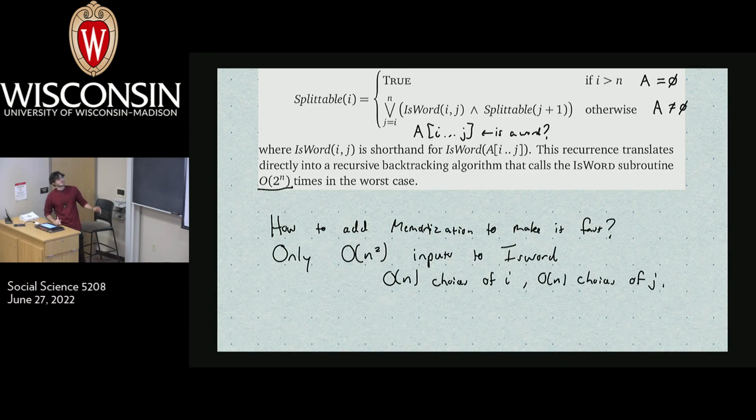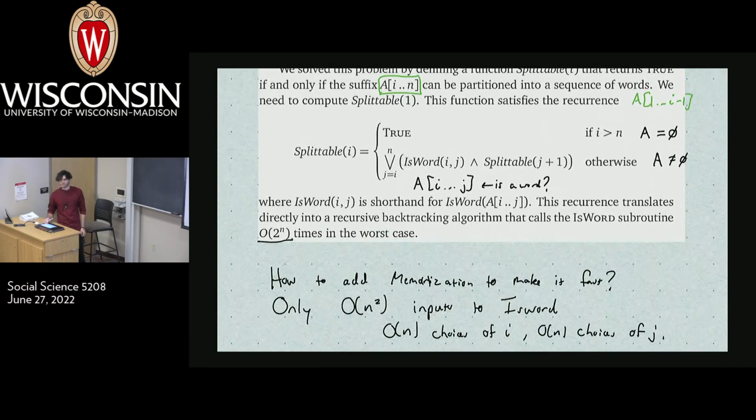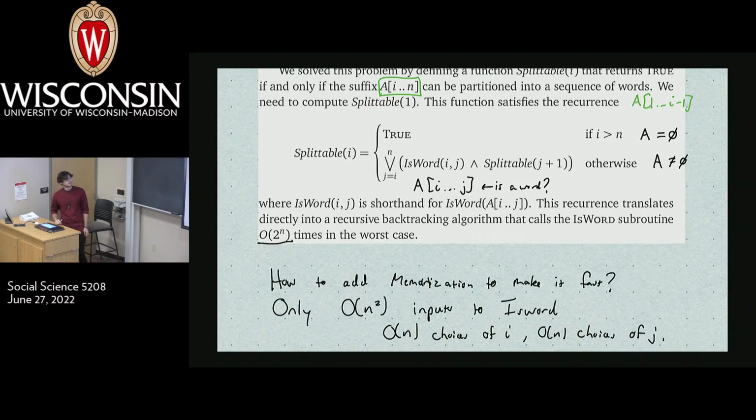So what's the obvious thing that we could try to memoize here? Using the Fibonacci as an example.